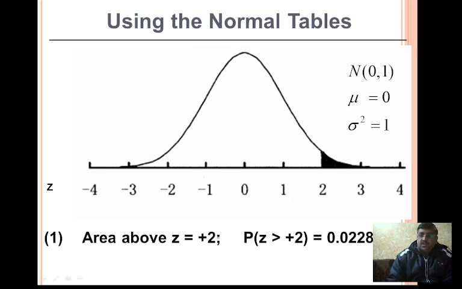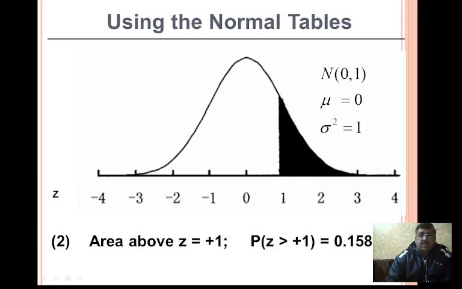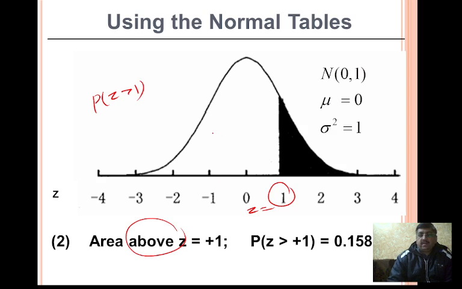Here you can see z equals plus 2. Similarly, you can see the area above z equals plus 1 looks like this, right? So z equals plus 1, here you can see that. Again we have traced a normal curve, then named the x-axis, and this is z equals 1 point. If you are saying area above z equals 1, that means probability of z greater than 1, right? So this part is of more interest than other parts.